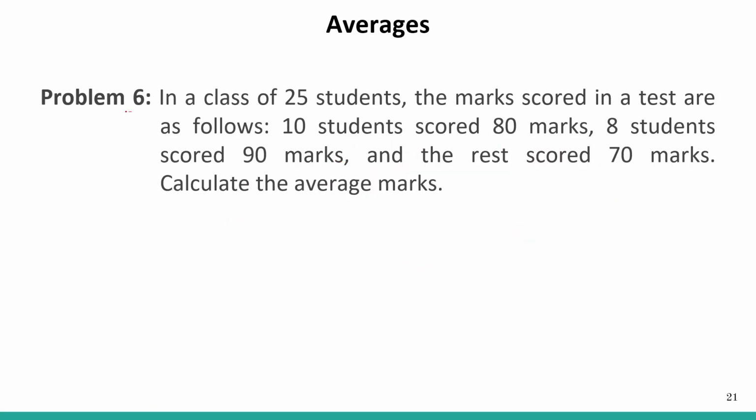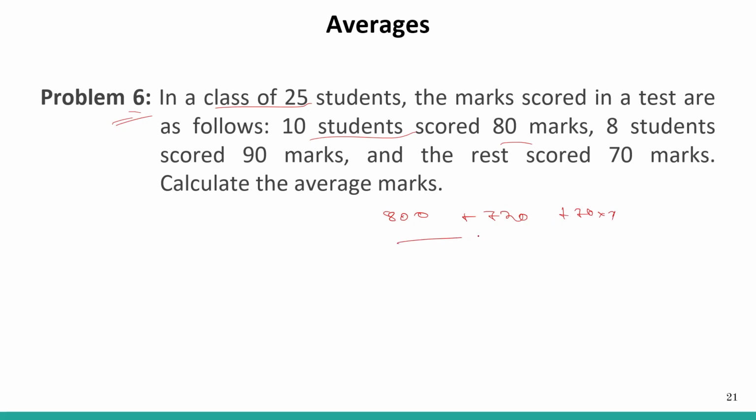So let's go forward and see problem number 6. In a class of 25 students, the marks scored in a test are as follows. 10 students scored 80 marks, so their cumulative will be 800. And 8 students scored 90 marks, so 8 into 90 is equal to 720. The rest scored 70 marks, so plus 70 into x, right?